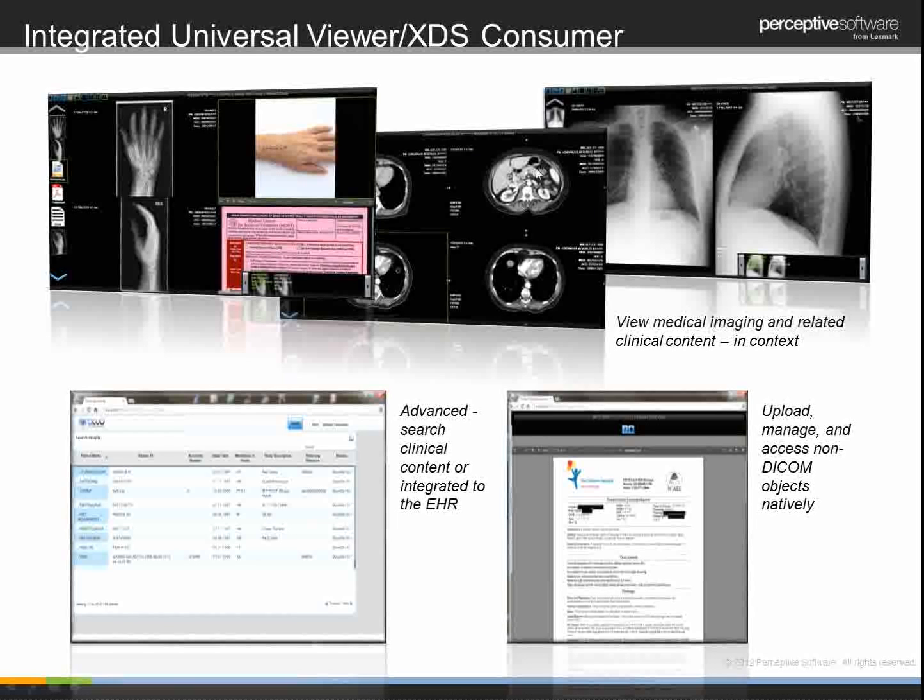We have some other examples here of traditional radiology imaging, maybe an advanced search or ability to get at this data without coming through the electronic health record, and ultimately also full upload, manage, and access of non-DICOM data natively within this solution, delivered across any device, modern technology, cashless, zero footprint. Those sorts of themes are important in delivering this technology to the market.